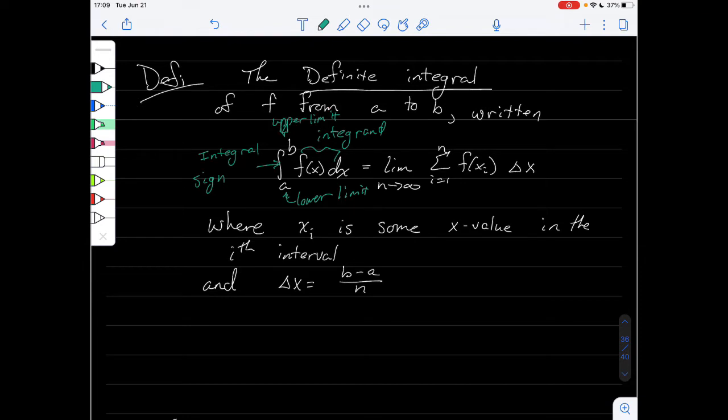And we can see some parallels here. The a and b get absorbed into this delta x. And this dx actually becomes delta x. So as delta x gets really, really small, the delta just becomes a d. And the f of x is transferred to f of x sub I.